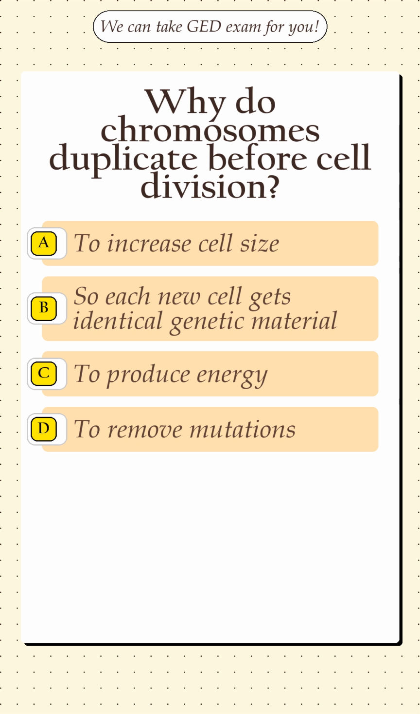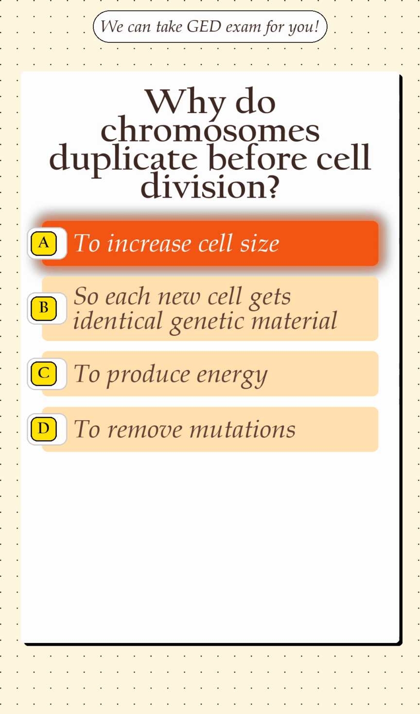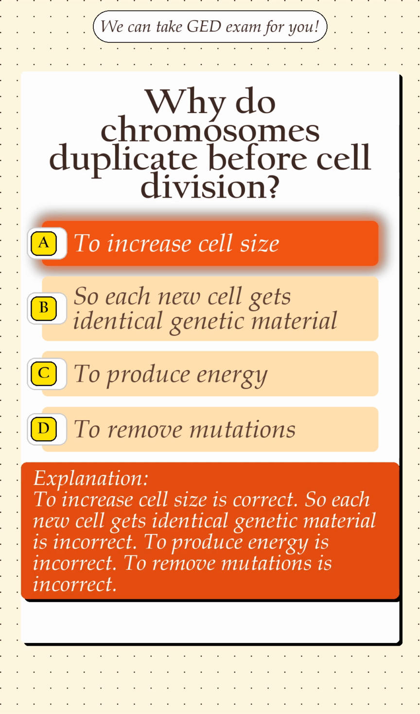Question 3. Why do chromosomes duplicate before cell division? Option A, to increase cell size. Option B, so each new cell gets identical genetic material. Option C, to produce energy. Option D, to remove mutations. The correct answer is option A, to increase cell size. To increase cell size is correct. So each new cell gets identical genetic material is incorrect. To produce energy is incorrect. To remove mutations is incorrect.